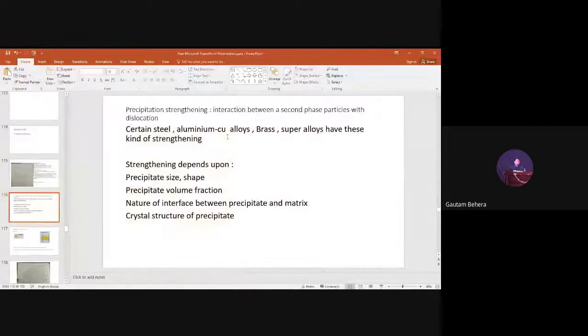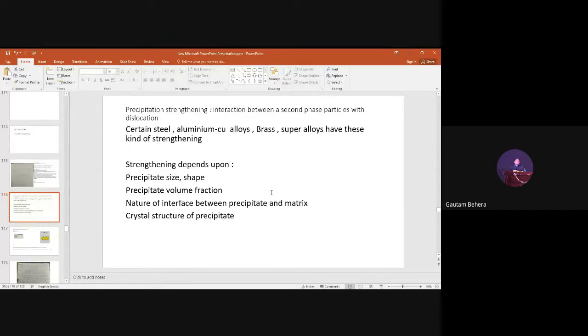Anyways, now we'll move to our precipitation strengthening. So in precipitation strengthening, what is a precipitate actually? Precipitate is a second phase particle. You can call precipitate a particle. It is a second phase. So the matrix is the primary phase and the precipitate is a second phase, which basically comes out from the matrix during the aging process. We'll see that. Aging means we are giving sufficient time to the alloy so that a particle will come out from the matrix due to a decrease in the solubility limit.